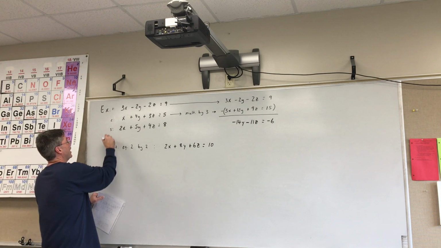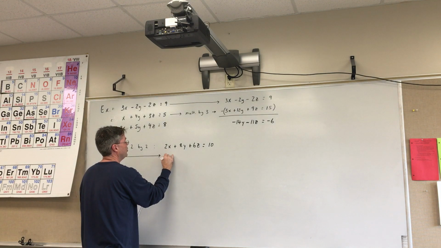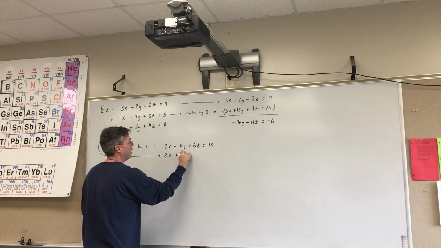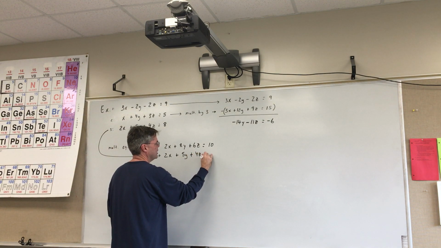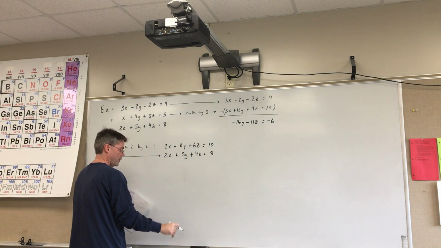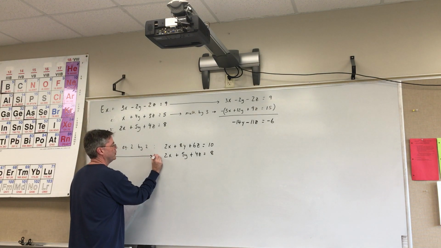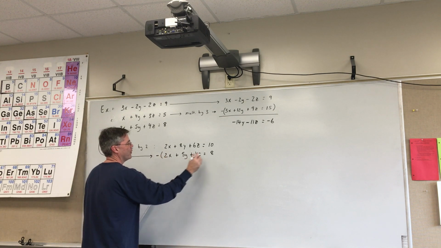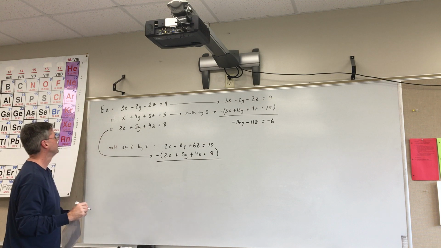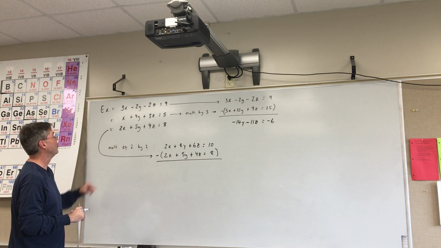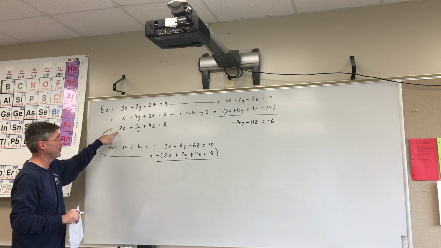And then I'm going to rewrite equation 3 right underneath. So I have 2x plus 5y plus 4z is equal to 8. Now I'm going to subtract equation 3 from equation 2. Okay, so again, I multiplied equation 2 by 2 so that I have the same coefficient as the x in front of equation 3.